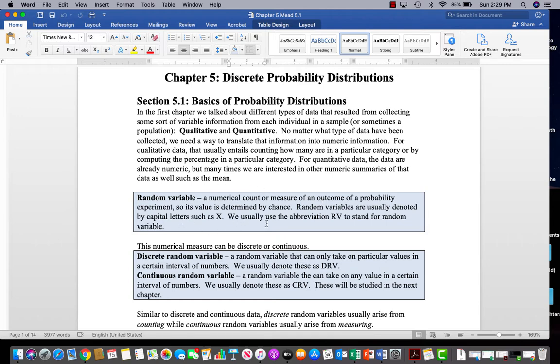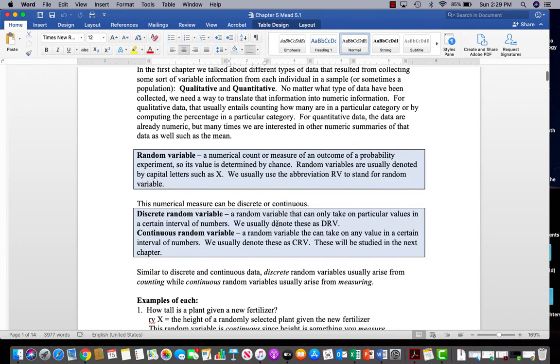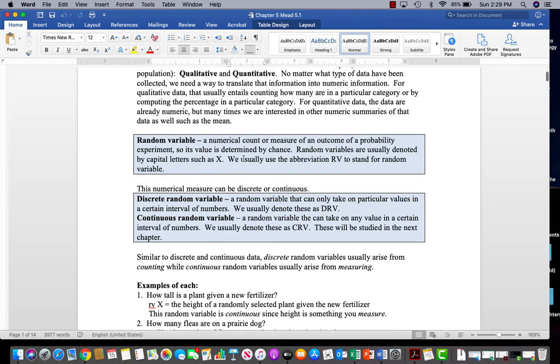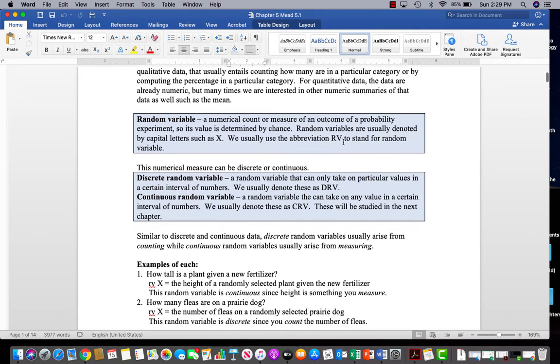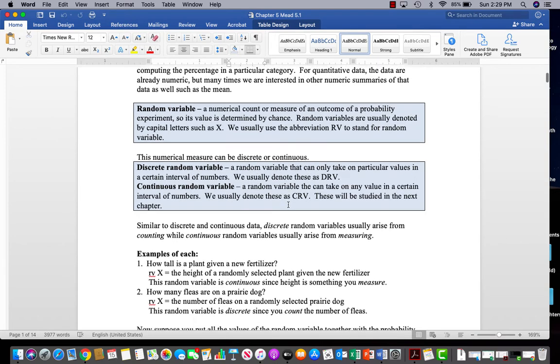And a random variable is a numerical count or measure of an outcome for a probability experiment. So its value is determined by chance. So we don't know, for example, when you roll a die, what's going to happen. Will it be a 6 or a 2 or a 3, 4, whatever. So random variables are usually denoted by capital letters such as X, although we also use lowercase x quite a bit as well. We usually use the abbreviation RV to stand for random variable.